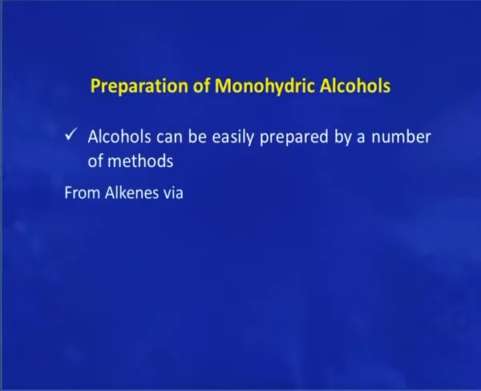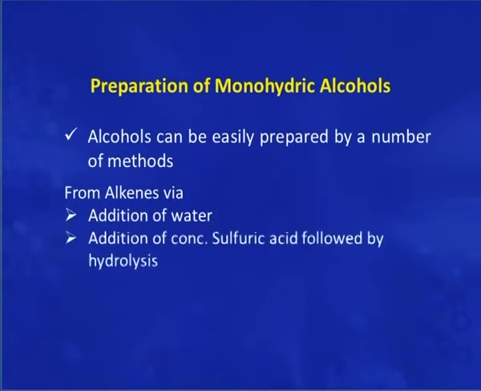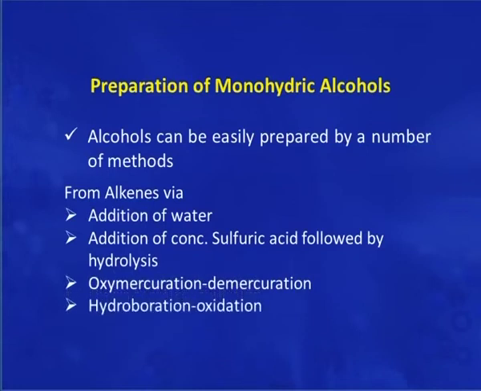Now, we will discuss the preparation of monohydric alcohols in laboratory. Alcohols can be easily prepared by a number of methods which have already been discussed in the earlier chapters. For example, we can prepare alcohols from alkene via addition of water, via addition of concentrated sulfuric acid followed by hydrolysis. We can prepare alcohols by oxymercuration demercuration reaction. We can prepare alcohols by hydroboration oxidation reaction.